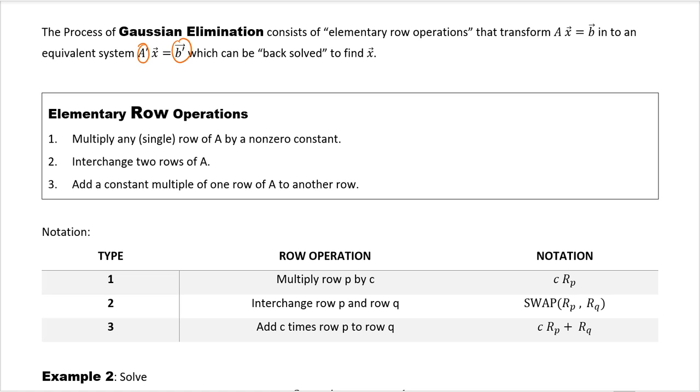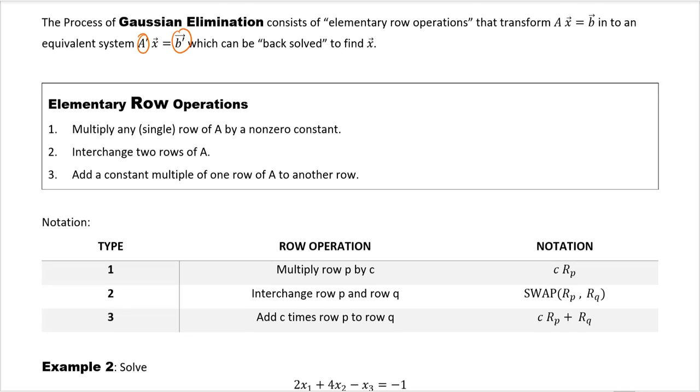So we can multiply any single row of A by a non-zero constant. And then we can also interchange 2 rows of A. We can add a constant multiple of one row to another. So these are the 3 elementary row operations we can do.